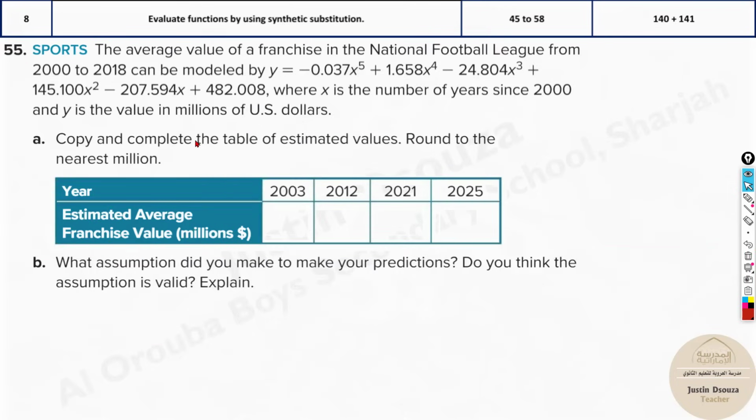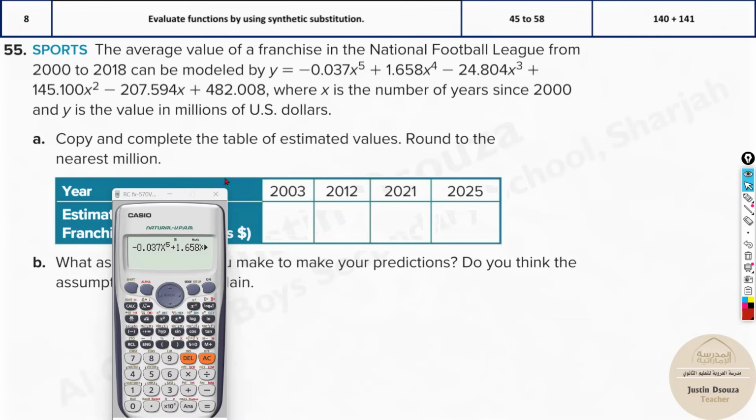Now here again, these are simple problems. The average value equation is given, and you need to find, see, it's from 2000 to 2018. This is the equation, it can be modeled. And now what you're doing is finding it at certain years, you need to find the estimated average franchise value. So let us use a calculator.